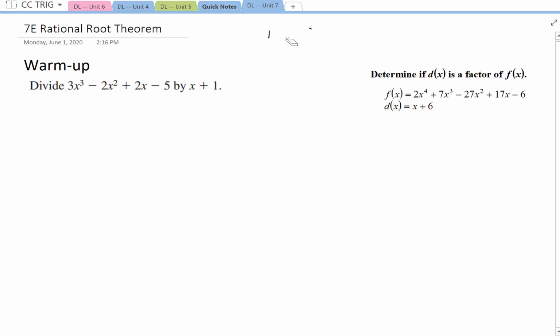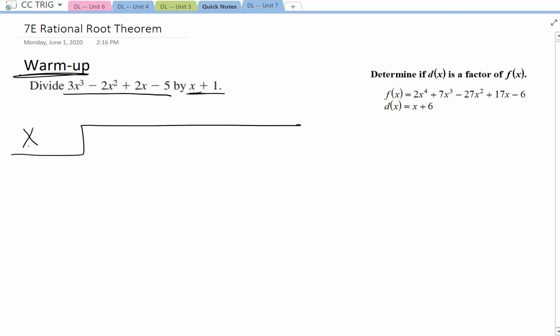But it can give us some more insight. It can help us to narrow it down so that we can use other things that we know. The first step in our warm-up is to divide this polynomial by x plus 1. There are two ways we could do this. We could do long division by putting the factor out here and the polynomial under here.